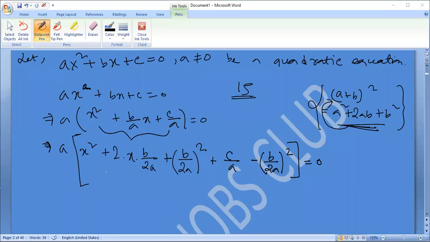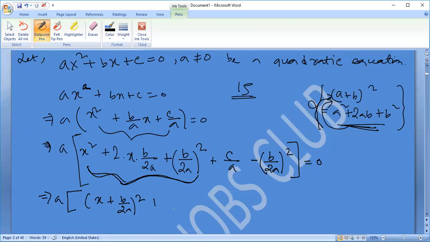Now see, this is in the form of a square plus twice ab plus b square. So we can write this directly by the formula as (a plus b) whole square. So it will be x plus b by twice a whole square. But this is the extra term, c by a, and if you break this, it will be b squared by 4a squared. Up to this, clear all of you?